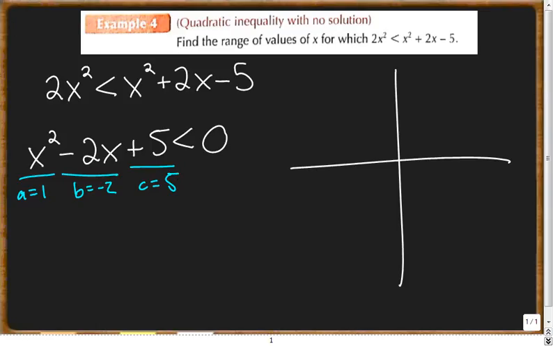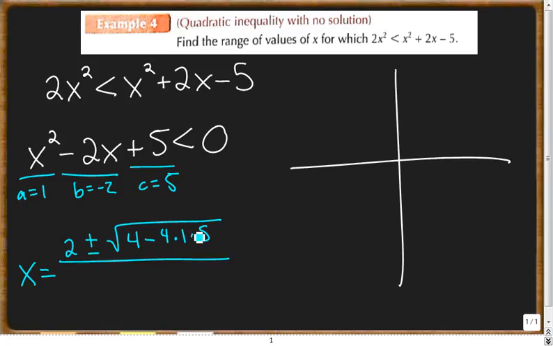So if we were to do the quadratic formula, x is going to equal negative b, which is going to be 2, plus or minus the square root of b squared, which is going to be 4, minus 4 times a times c, all over 2a, which is 2. You'll end up with 2 plus or minus the square root of negative 16, over 2. Right off the bat, you can see that this is not going to have real answers because my discriminant is negative. What that means is that it never actually touches the x-axis.